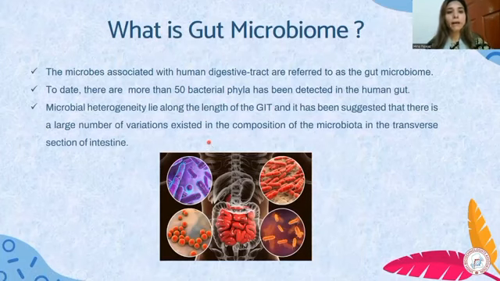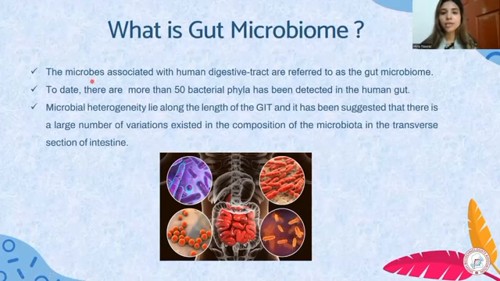So what is gut microbiome? As we all know, whatever food we consume is digested by the GIT, or gastrointestinal tract, present in the human body. Inside the human digestive tract, we have microbes. We have good bacteria inside our GIT that are referred to as gut microbiota. It has been reported that to date there are more than 50 bacterial phyla present in the human gut.